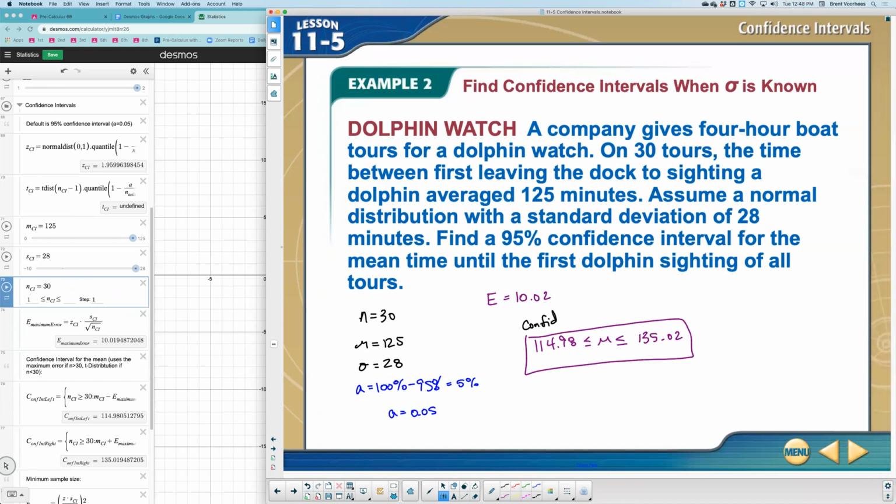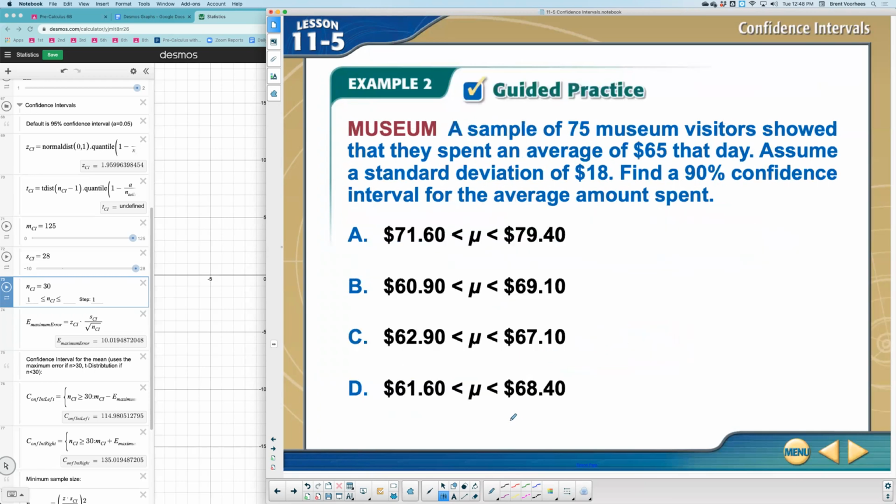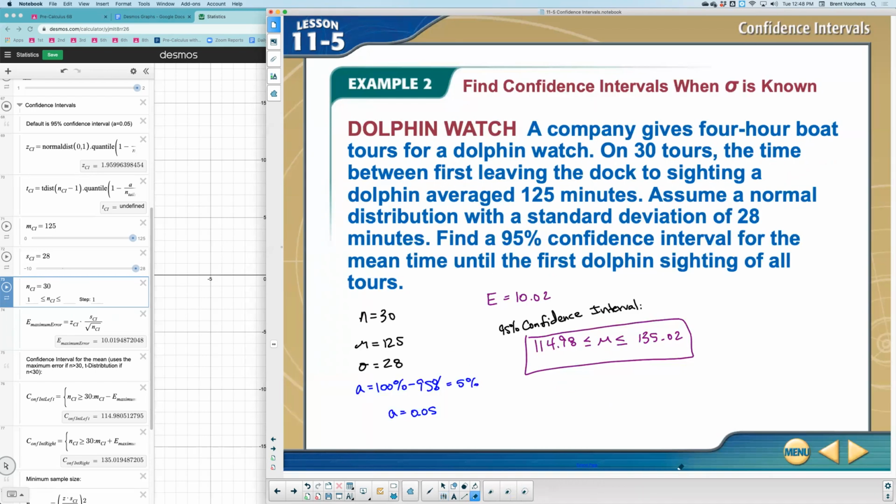So I'll write that out. Confidence. Oops, that doesn't look right. Let me try that C again. Confidence interval. So, like I said, we can be 95% confident that the true mean will fall in between these two values. So now here's one for you to try, and it looks like I should be using not equal to, but just less than signs like that.